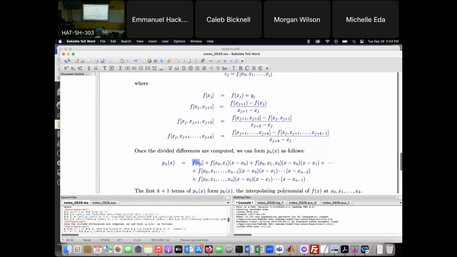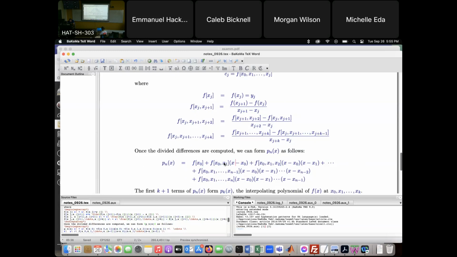You start out with a zero order divided difference, your constant term, so f of x naught. And then watch what happens when I go to the next term. I have a higher order, first order divided difference, so x naught and x1. And then I multiply that by this linear factor, x minus x naught. So that's my first degree term. Then I have the next term, a second order divided difference, x naught, x1, x2.